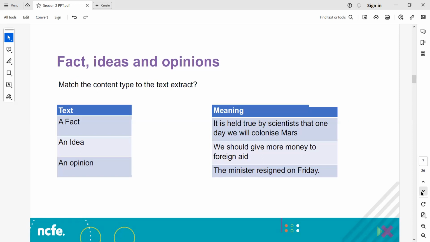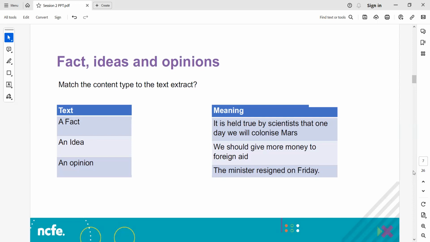So match the content to the text extract, the content type. So a fact, an idea and an opinion. And then we've got 3 sentences here. It is held true by scientists that one day we will colonize Mars. So is that a fact, an idea, or an opinion? Fact.